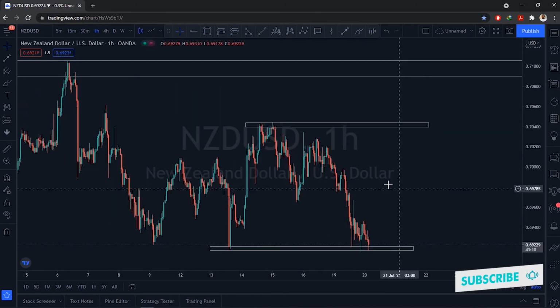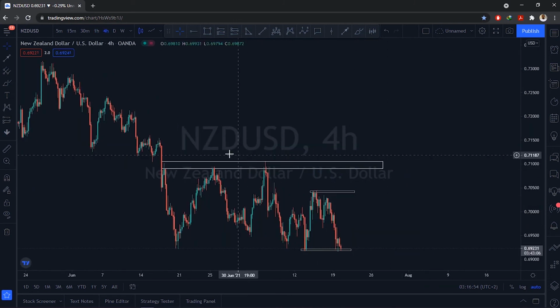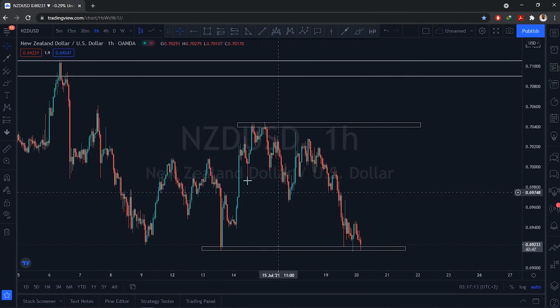Now looking at NZDUSD, we can see that on our 4-hour time frame, we've had a ranging market, right? So we see here we've been ranging to this area and to that area there, those zones there. So now we want to jump into the 1-hour time frame to actually see what we're anticipating for NZDUSD.